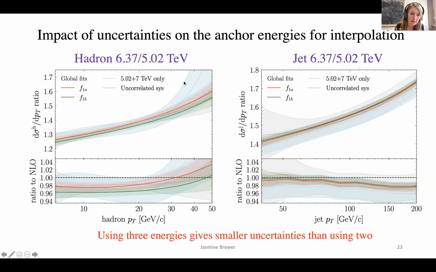And perhaps more obviously, of course, if you include all systematic uncertainties as being uncorrelated, then you'll also get larger error bands coming from the uncertainties of the anchor energies, which are then larger. And this has some impact on the hadron spectra, although it is most obvious in the large systematic uncertainties on jet spectra at low pT, which really cause a very substantial increase in the band from including only uncorrelated systematic uncertainties.